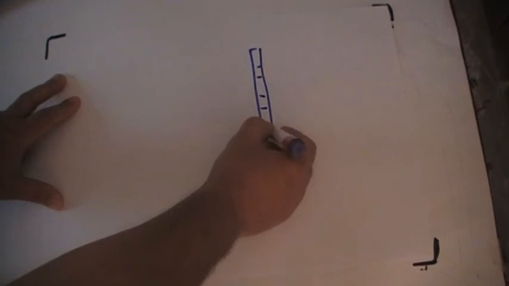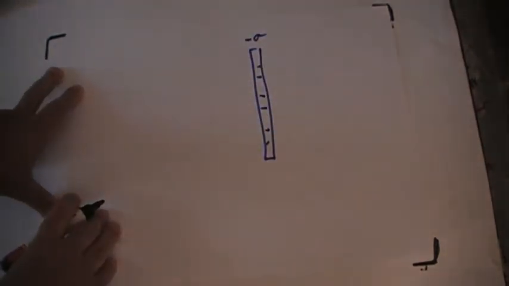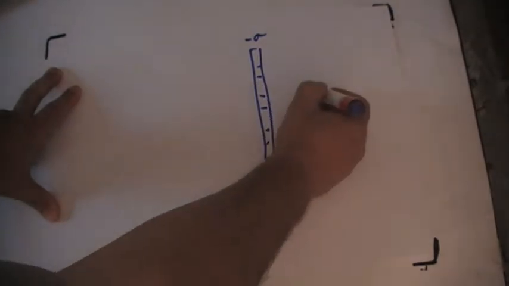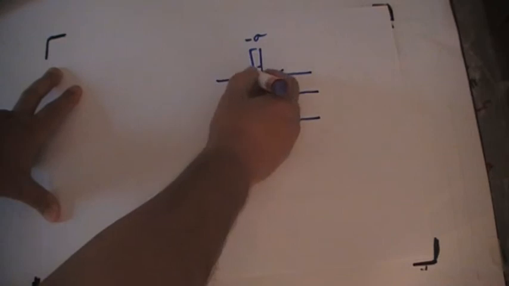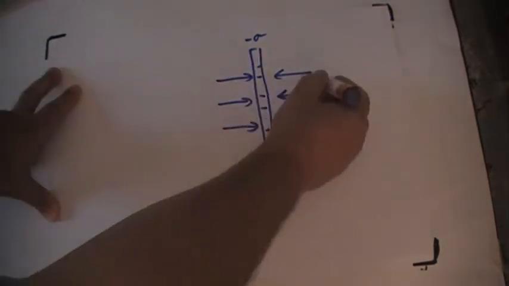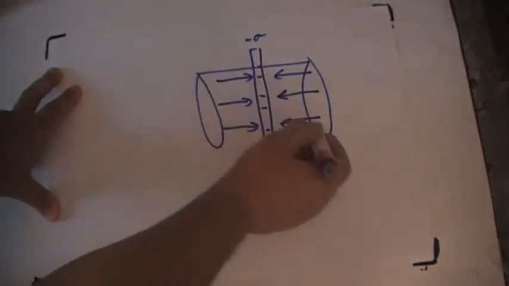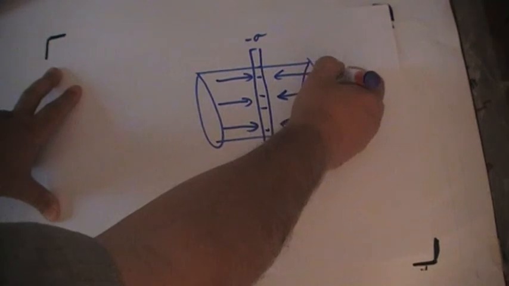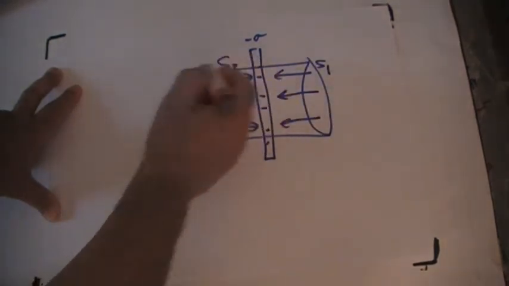Okay, so the negative plate has a negative sigma charge per unit area. That means the electric field is directed this way. Remember, for the positive plate, it was directed that way. So when I have my Gaussian surface, again I'm going to divide it into S1, S2, and S3.